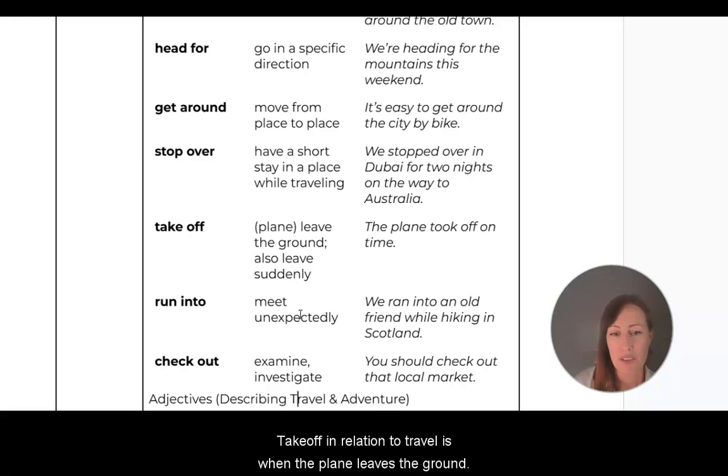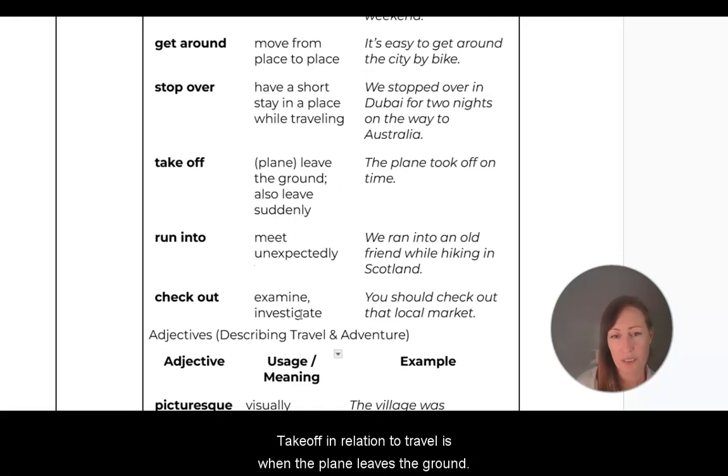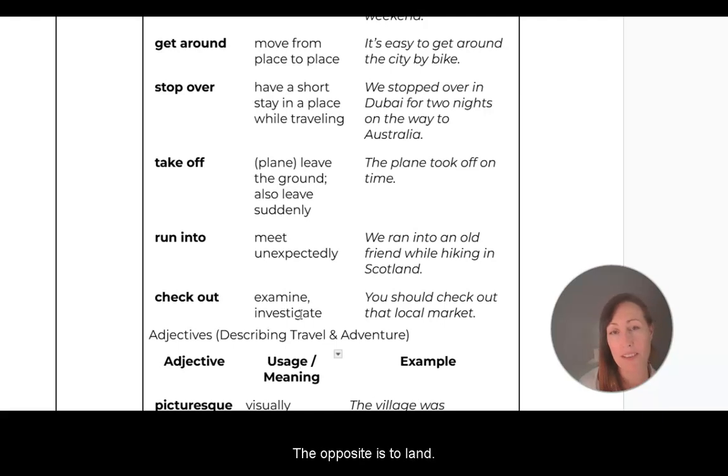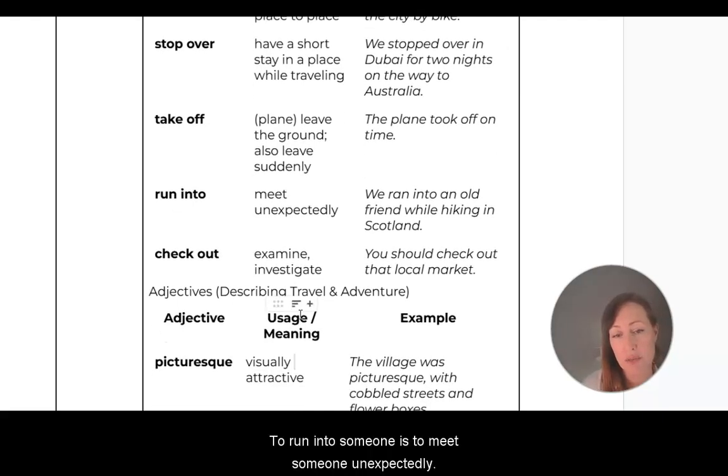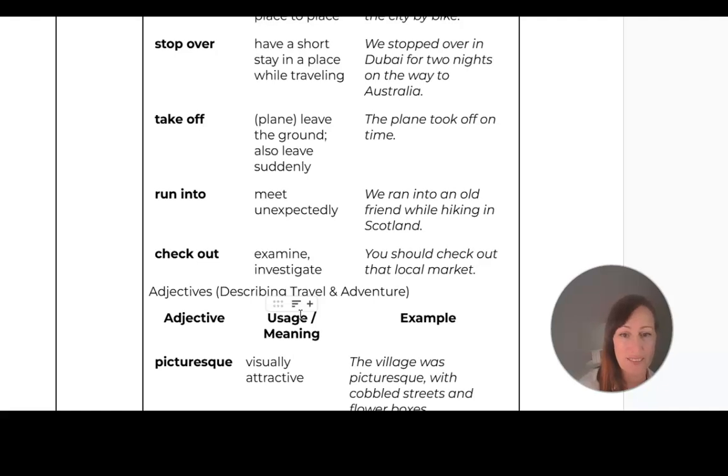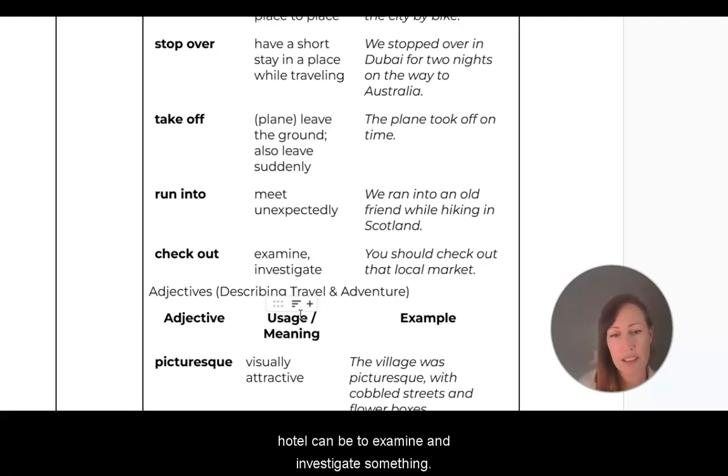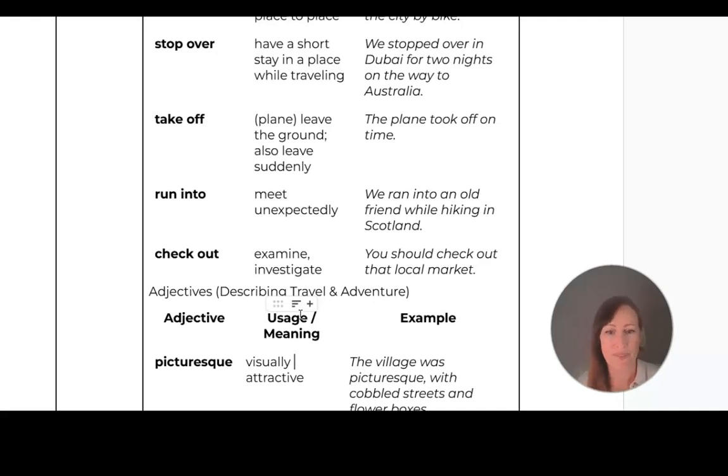Take off in relation to travel is when the plane leaves the ground. The opposite is to land. To run into someone is to meet someone unexpectedly. So I ran into an old friend on the street yesterday. To check out, as well as meaning to leave a hotel, can be to examine or investigate something. Check out my new phone. It has a lot of new features.